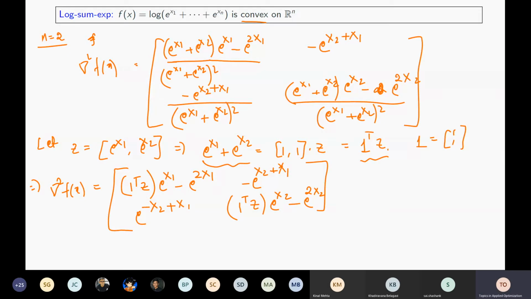Now we also observe the following. We observe that z transpose is ex1, ex2. Here we are writing the inner product form, because z we have denoted as a row vector. So it's a row times a column, which is an inner product. So this will turn out to be e to the 2x1 plus e to the 2x2.